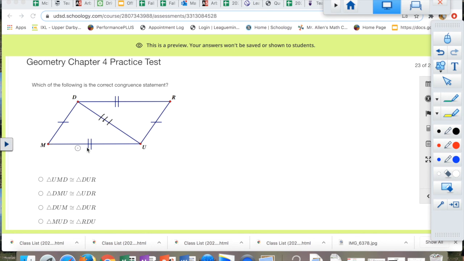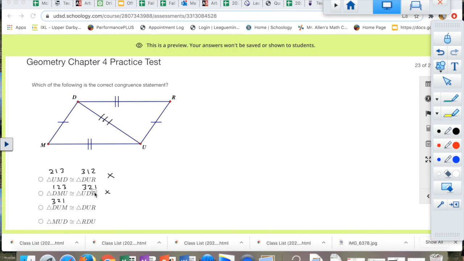I go to M, so it's going to be 2, 1, 3. DUR is 3, 1, 2. They don't line up, right? They don't match. DMU is 1, 2, 3. UDR is 3, 2, 1. Not working. DUM would be 3, 2, 1.